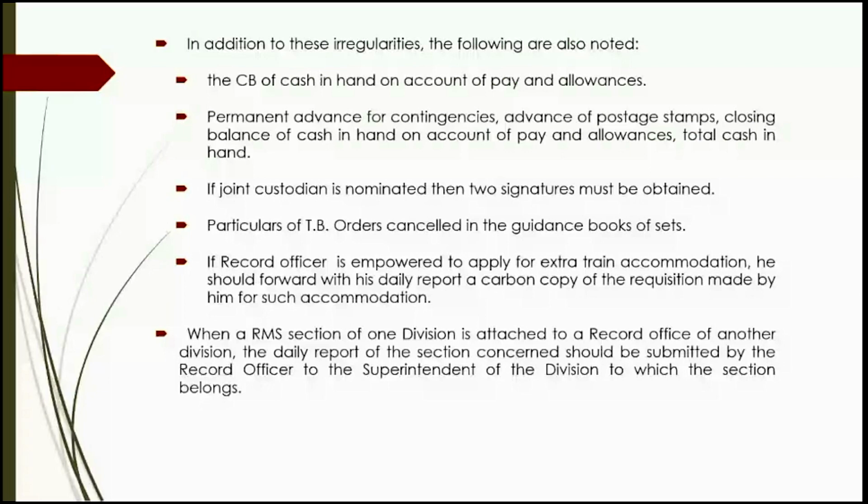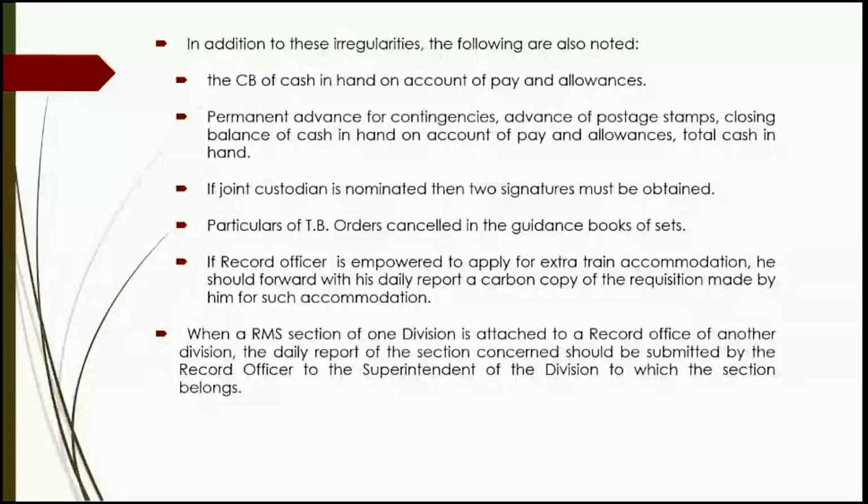Nowadays we are doing it in accounting, right? In those times, for the sake of pay and allowances, record officers would have a particular cash in hand. So that closing balance should be written. Apart from pay and allowances, cash is also required for other contingencies. Contingency means wages, like outsourcing wages and stuff like that. If you're buying for an emergency, advance of postage stamps. So whatever cash is there in his hand, that closing balance should be written. The permanent advance given out for buying postage will also be written there.